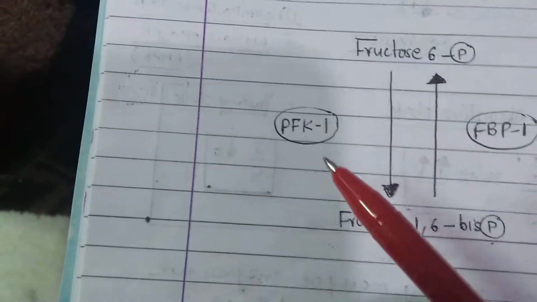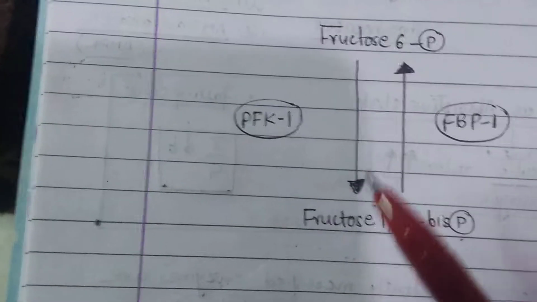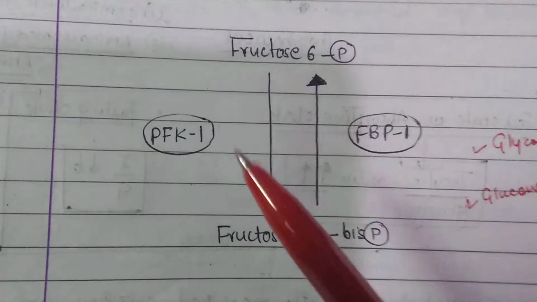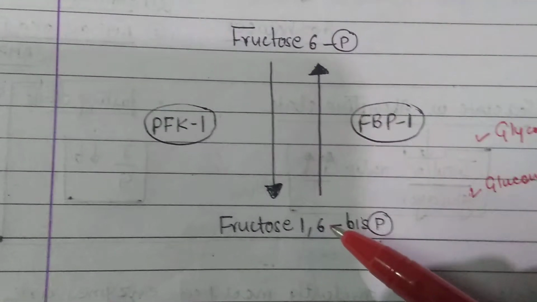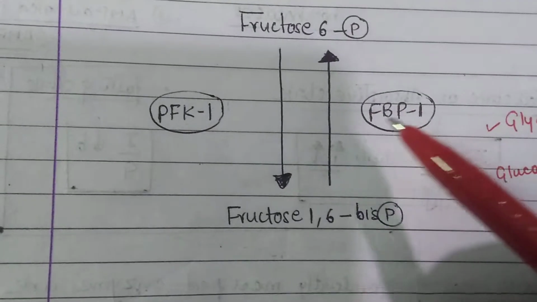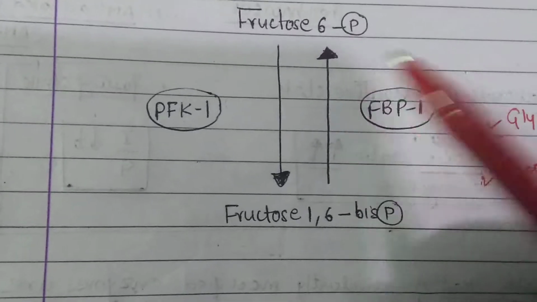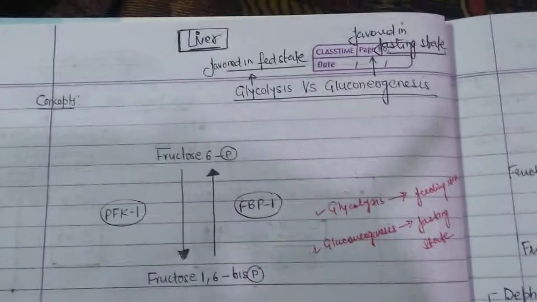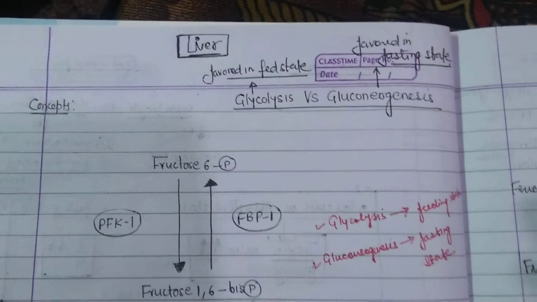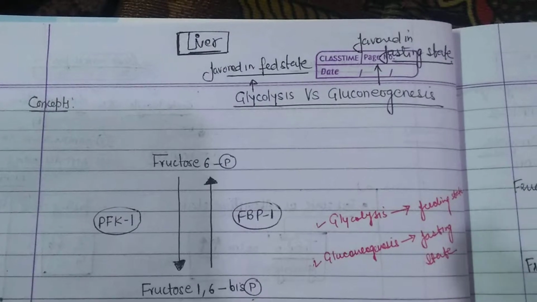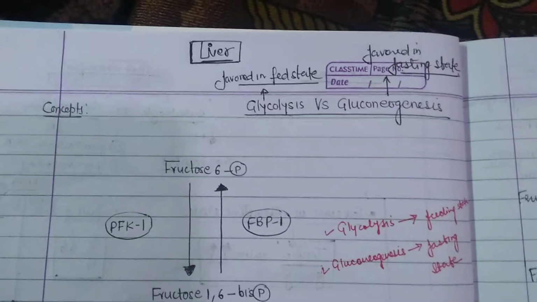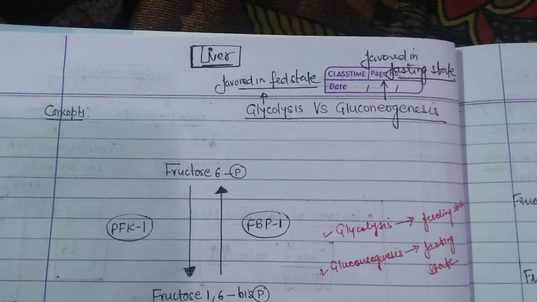So since PFK1 is inhibited because fructose 2,6 bisphosphate is reduced, PFK1 will not act, and the step will be reversed. Fructose 1,6 bisphosphate will be converted into fructose 6 phosphate due to predominant fructose bisphosphatase 1 activity. So that is how the mechanism acts: in the feeding state, insulin dominated phase, glycolysis is favored, and in the fasting state, gluconeogenesis is favored.